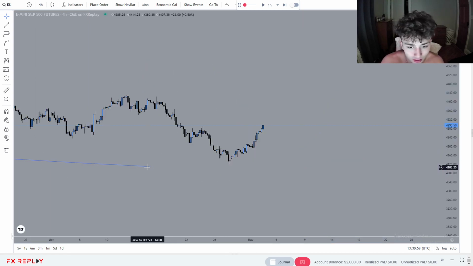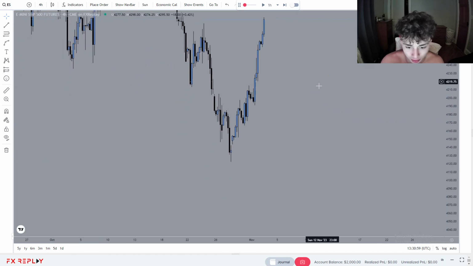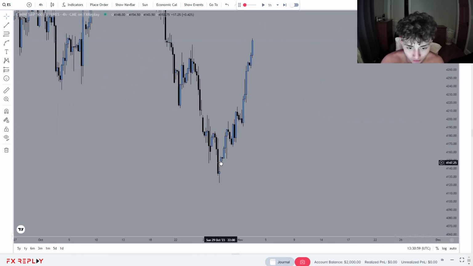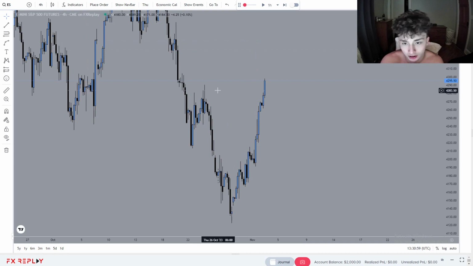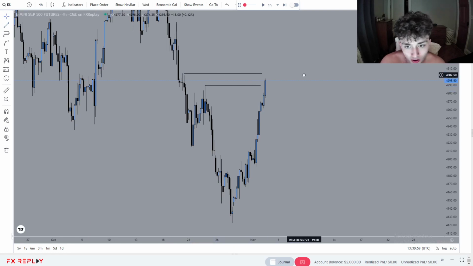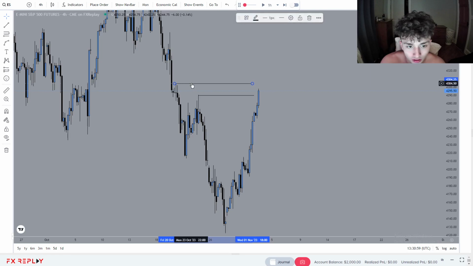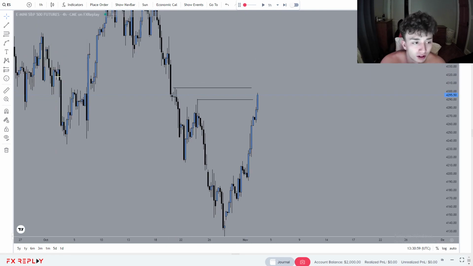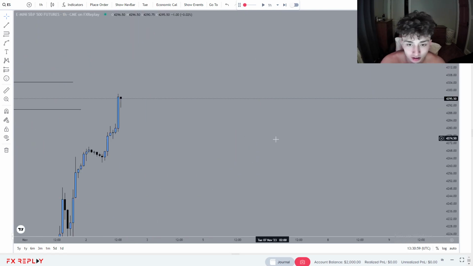Delete these. The 4 hour already looked like it's pushing up. Had an inversion here off of this sweep, so it would have been a fine entry right here. The sweep of liquidity and inversion, taps into it, it's still running. Hit this, so it hit this high right here. It'll probably come for this high as well. We just have to see if we can get an entry in on it.